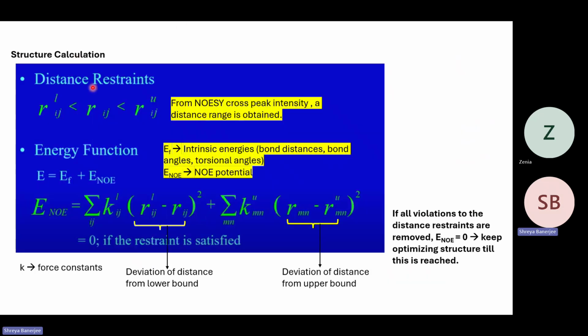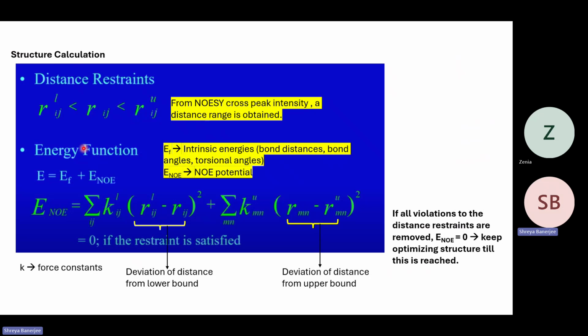So far, we have seen that from rho z, we can get the distance between protons. Rho z is directly proportional to 1 by r to the power 6. So from the rho z intensity, we can get the interproton distances, and we can use these as distance restraints. So the distance between two protons, i and j, is constrained between two limits, the upper limit and the lower limit, according to the rho z cross peak intensity.